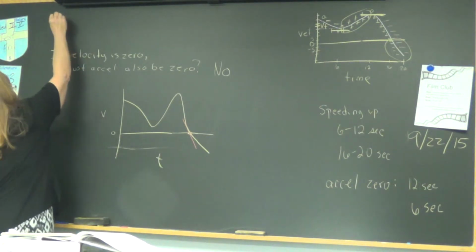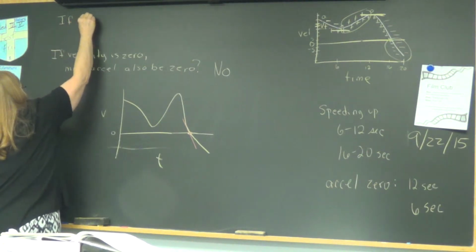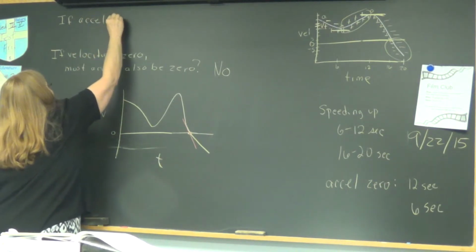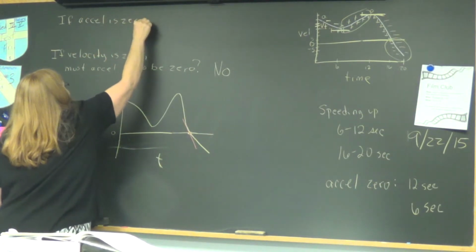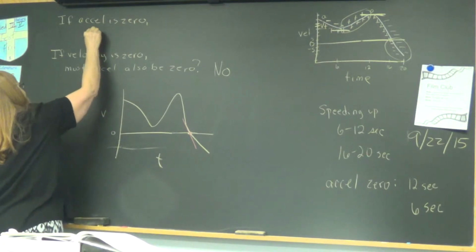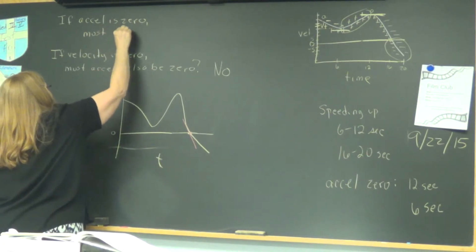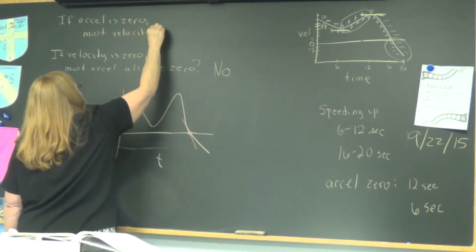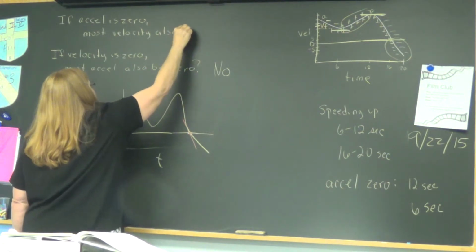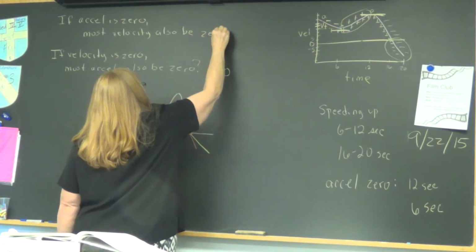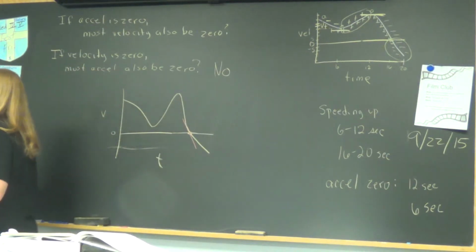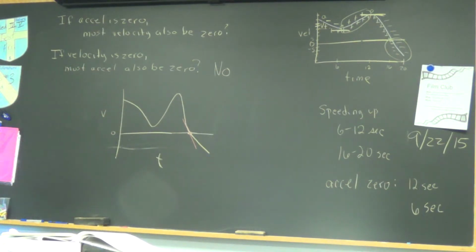I'll put it above it. If acceleration is 0, must velocity also be 0? So write that question and then begin examining the same graph and see what your answer could be. See if you can lead me.